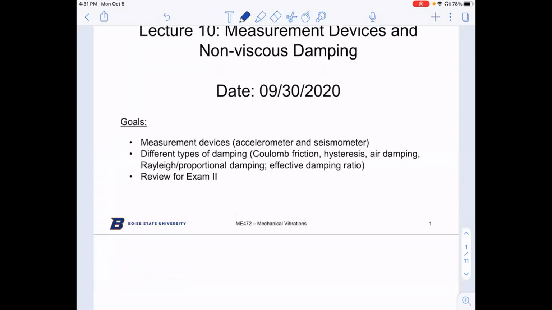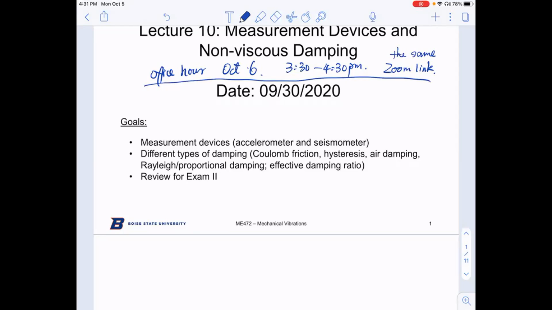So my thought is perhaps an office hour on Tuesday, that is October 6th, 3:30 to 4:30 p.m. You can use the same Zoom link. I'm gonna post the announcement right after this lecture. So during this office hour, you can ask me any questions you have related to exam 1, project 1.